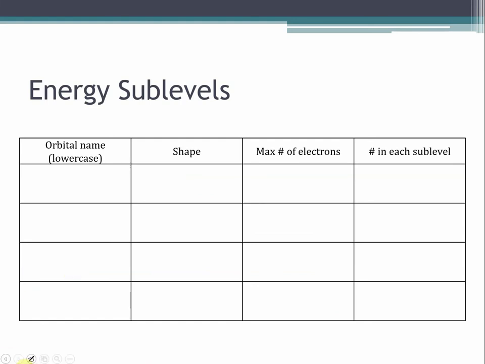Their name is actually just a letter. The name of our first sublevel, the first orbital name, is s. They are called the s orbitals. The shape that they take is easy to remember because your s orbitals are spherical, or they have a sphere shape, right? So it's like a circle, but it's 3D, right? Your orbitals are three-dimensional.